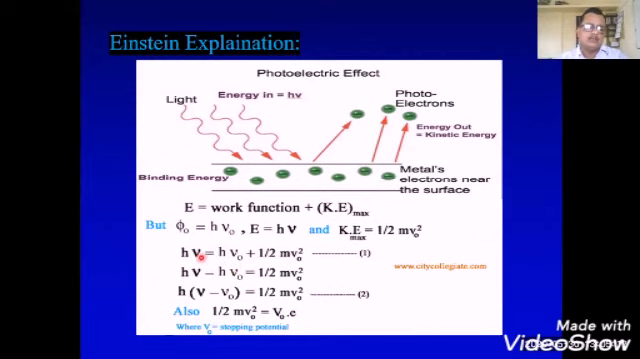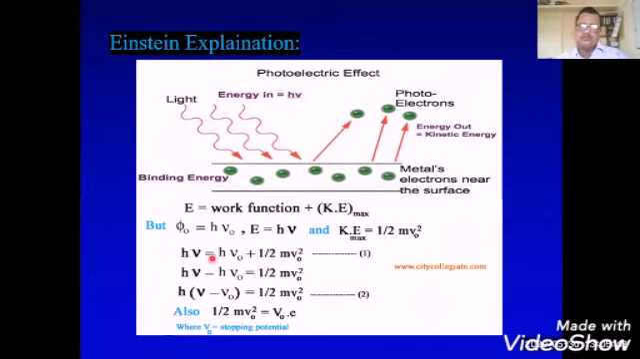So if the frequency of the incident light is equal to nu naught, then what will happen? h nu naught will be equal to h nu naught plus half mv squared. That means half mv squared will be equal to 0. And if nu is greater than nu naught, then the ejected photoelectron will have a definite amount of kinetic energy. And if nu is less than nu naught, then what will happen? Half mv squared will be negative. That means no photoelectron will be ejected.